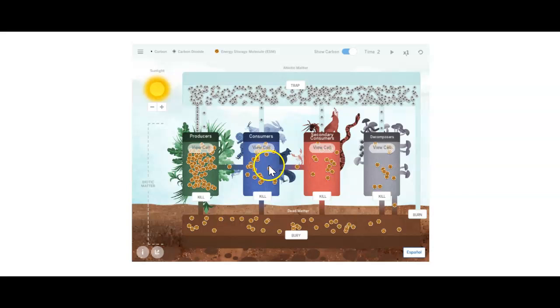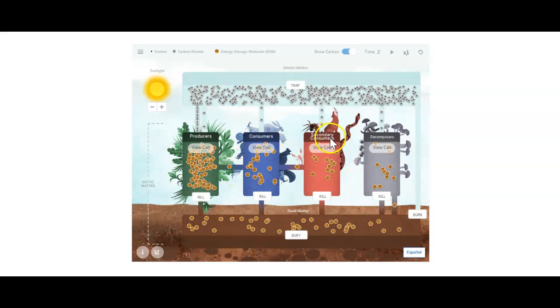Then we have consumers. Consumers are going to be eating the producers, and so we have things such as rabbits. It looks like a mouse, a squirrel. This might be an insect, a snail, a caterpillar, and a bird. So these are all consumers.